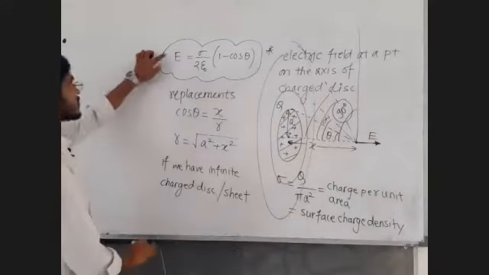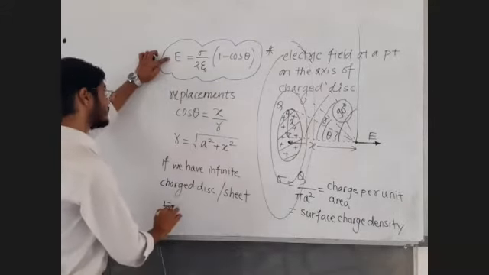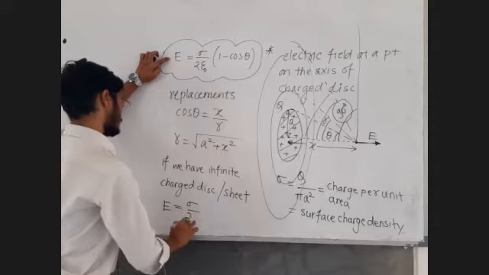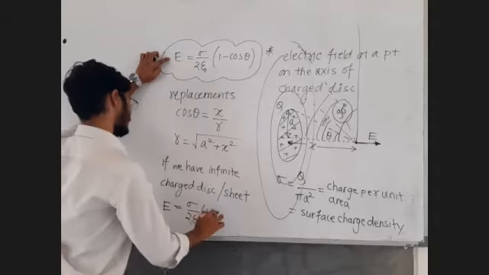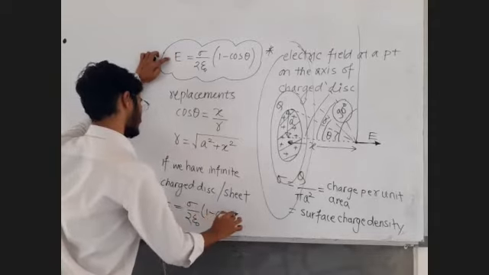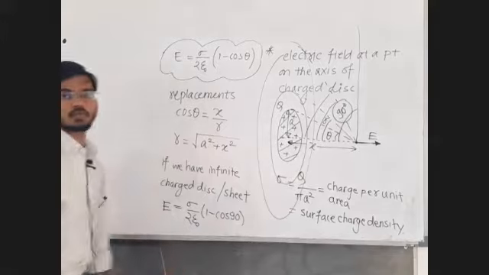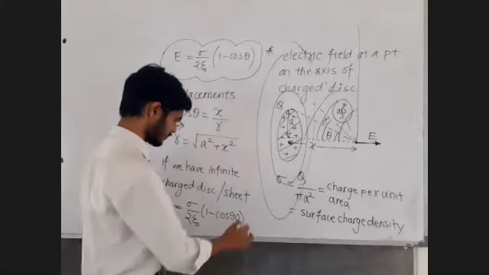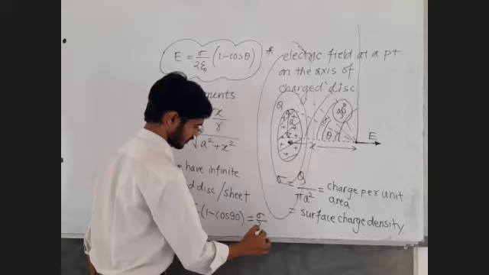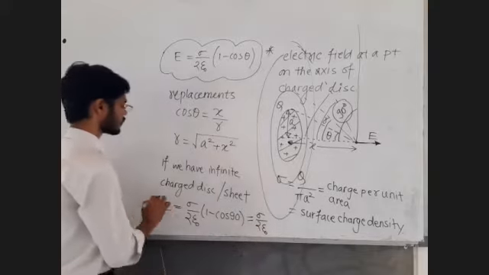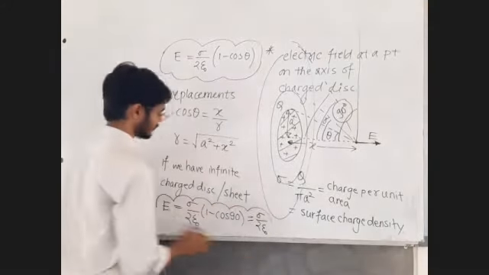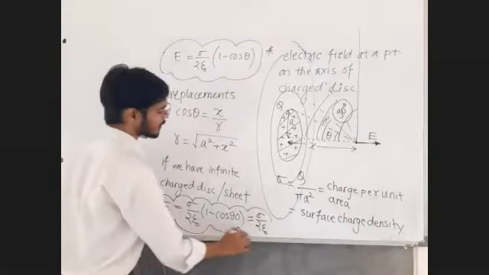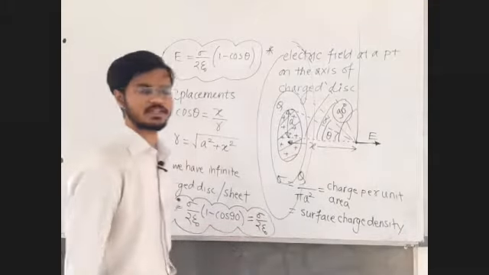So the same formula becomes, write along with me, E is equal to sigma upon 2 epsilon 0 into the bracket 1 minus cos 90. Cos 90 is 0. So 1 minus 0 is 1. The formula is sigma upon 2 epsilon 0. Write it down. We are going to remember this result also. Formula based questions, infinite sheet.